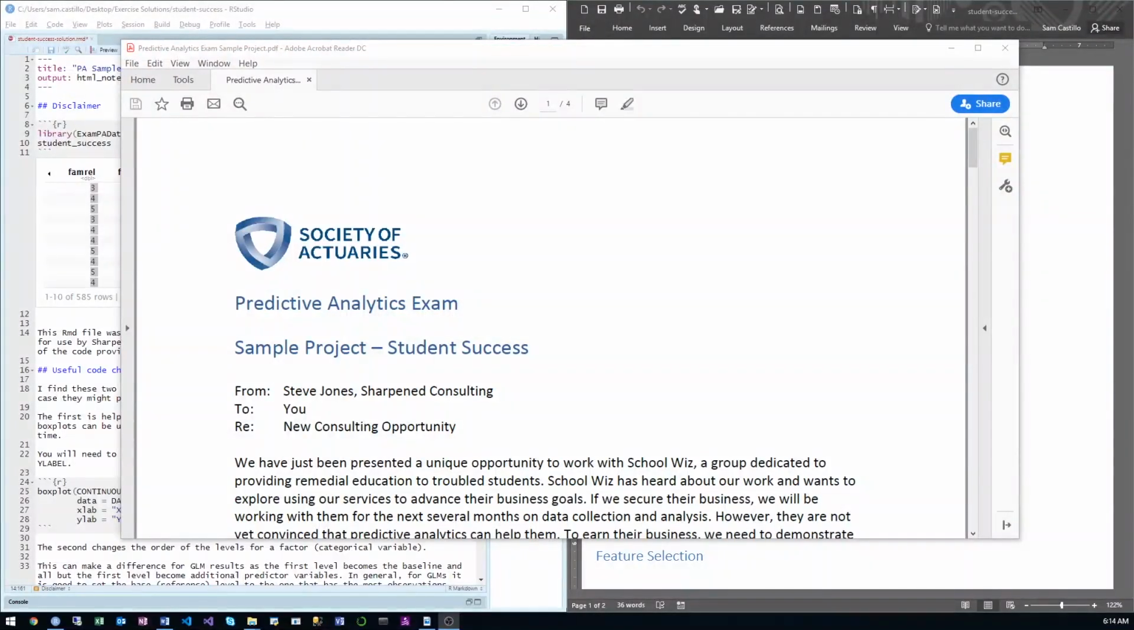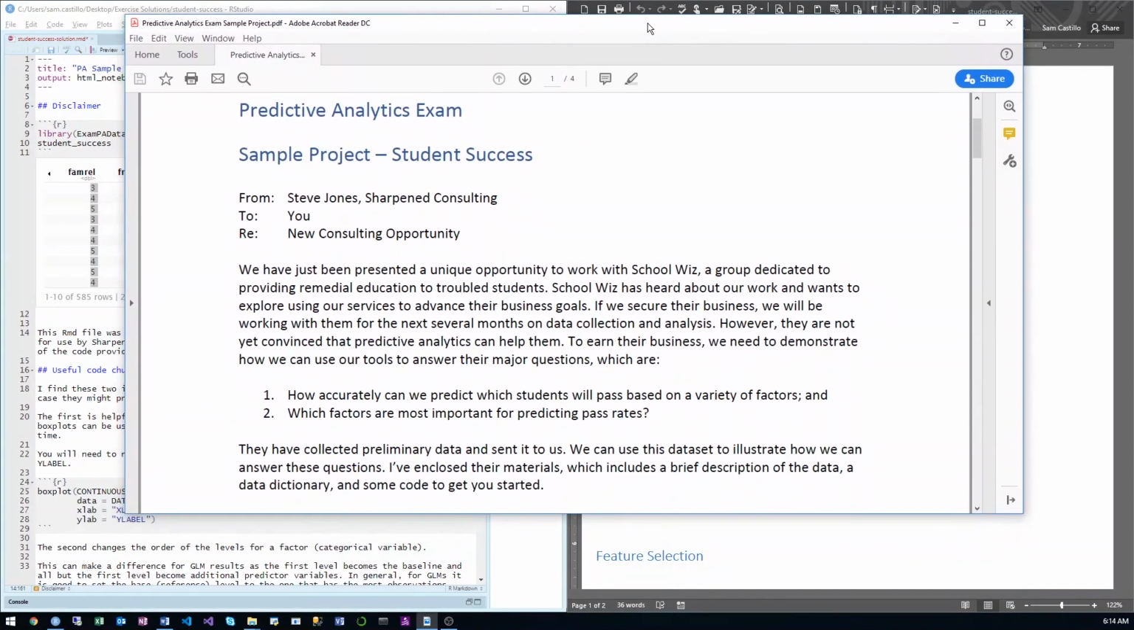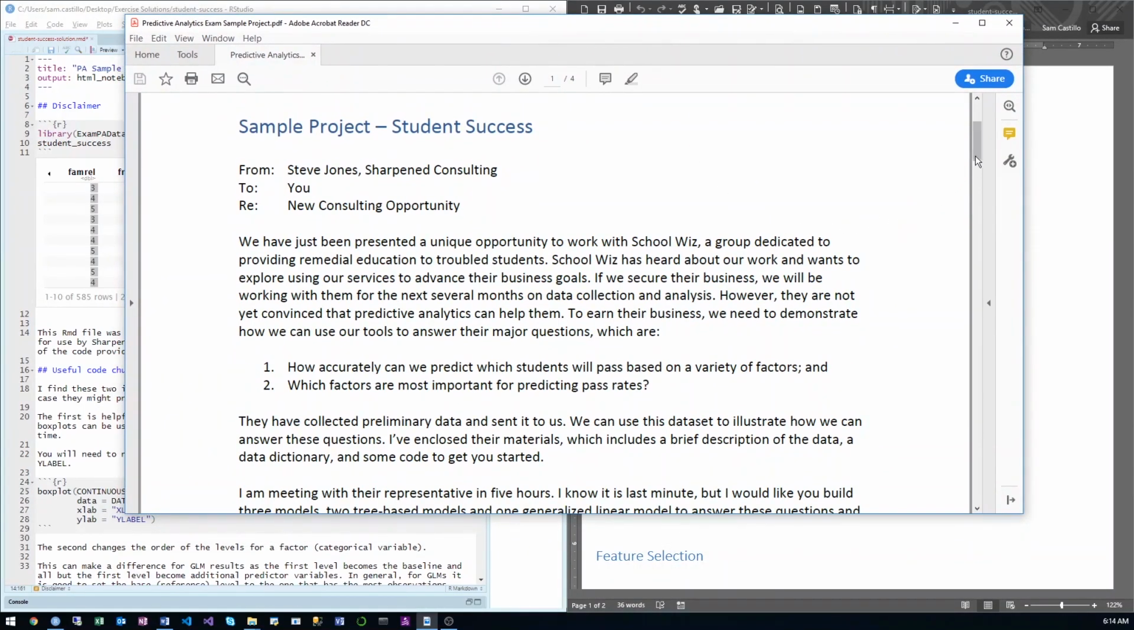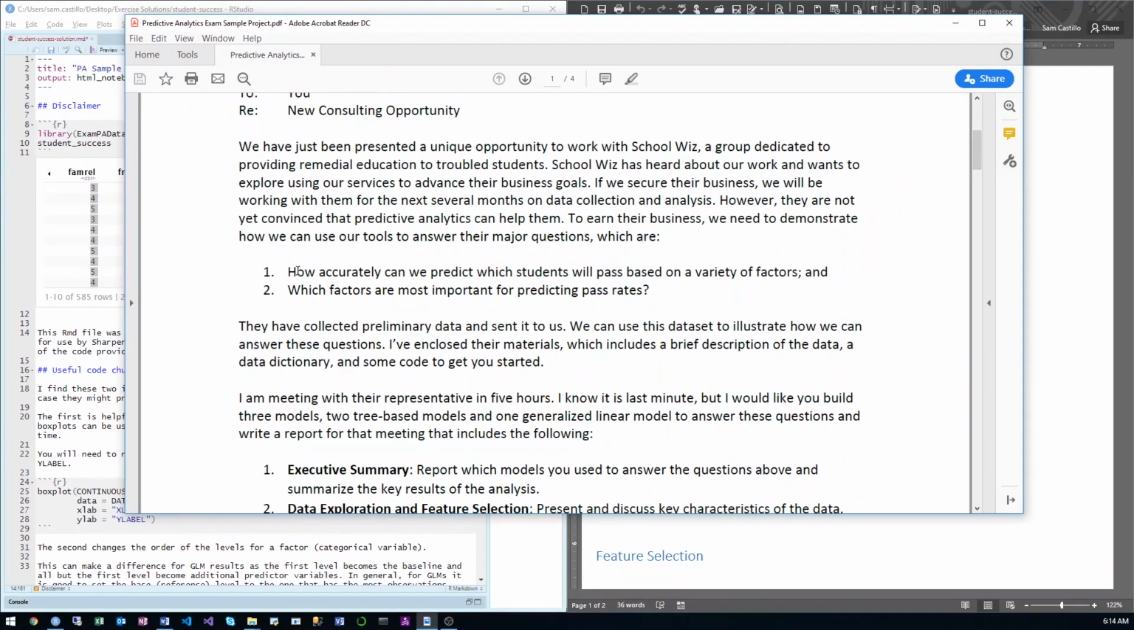In this video, I'm going through the Student Success Sample Project. I have already read through the syllabus, so if you haven't already, pause the video and read through. Just from a high level, I can see that the goal is to build a model that is accurate and then to interpret which factors are important.